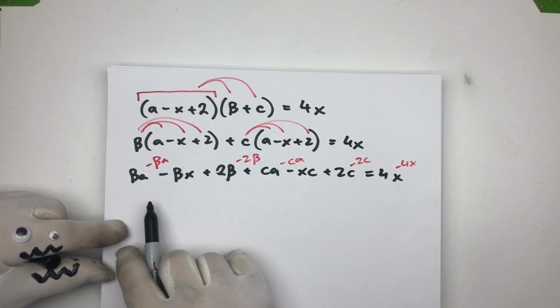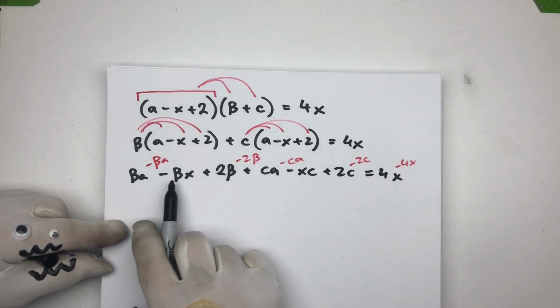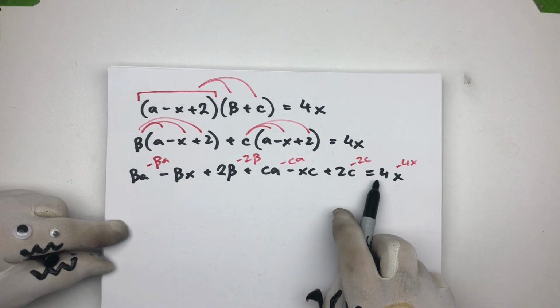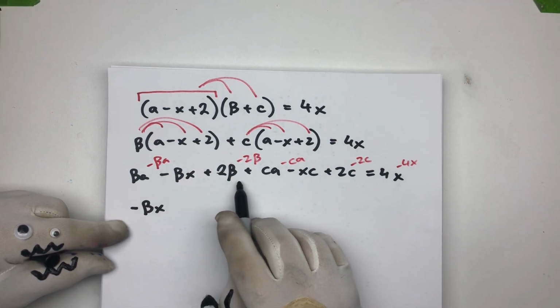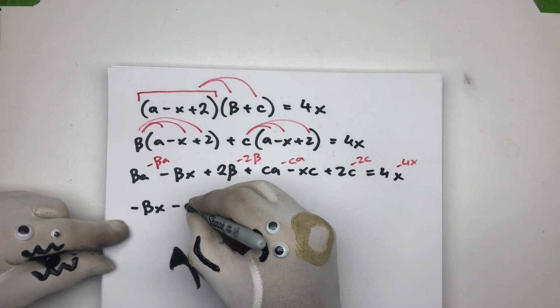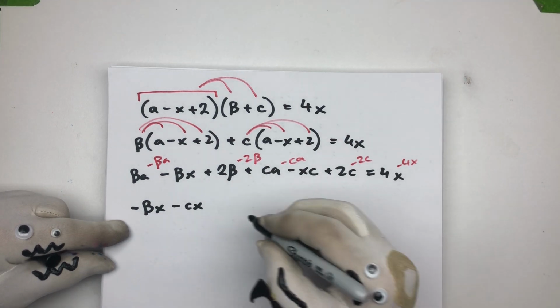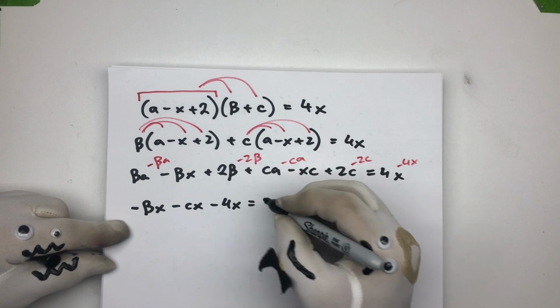So I don't like to start off an equation with a negative either. So we're going to start off with a positive. Nope, none of them positive. So I have to start off with negative. Negative beta x. There it is. Minus cx, and then we have a minus 4x equals.